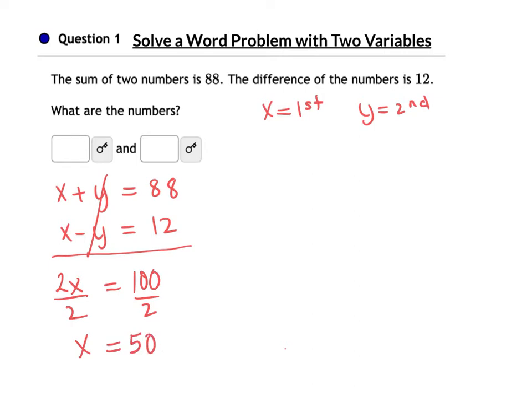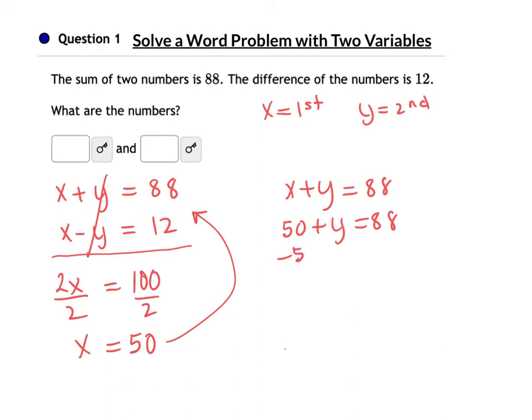Now I need to take this and plug it in one of these equations. I kind of like x plus y equals 88. Plug in your 50. X is 50. 50 plus y is 88. Subtract 50 from each side, and y will be 33.